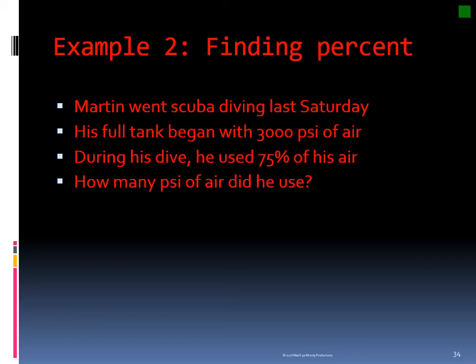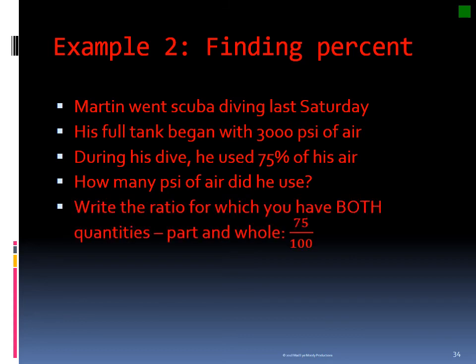First step always is to write the ratio that we have with both quantities. Now I have 3,000 and I have 75%. 3,000 psi is a total, his full tank. But it's asking me how many psi he used. So I'm actually looking for a part here. So I can't use the 3,000 in my original ratio. Instead, I have to use the percent.